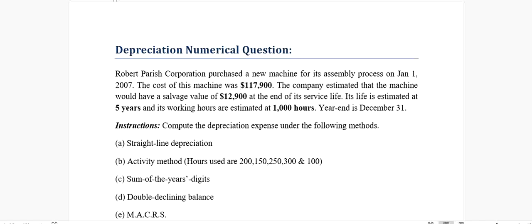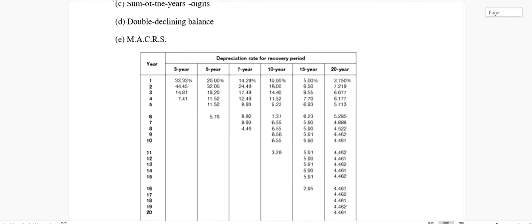The video I'm recording is for the fourth type of depreciation numerical. We will discuss the double declining method of depreciation expense calculation. Our cost of asset is $117,900, while the salvage value is $12,900 and the life is 5 years. Now let's go through the solution of the double declining method.